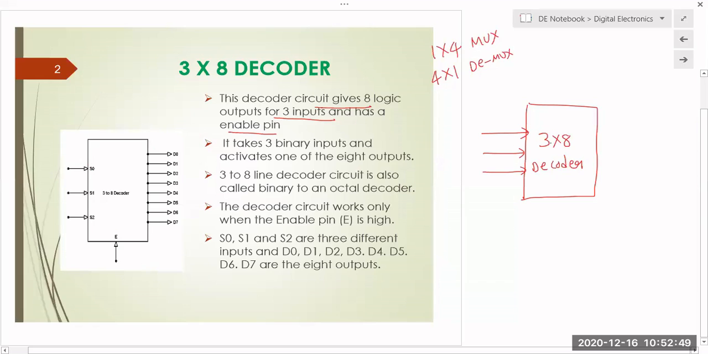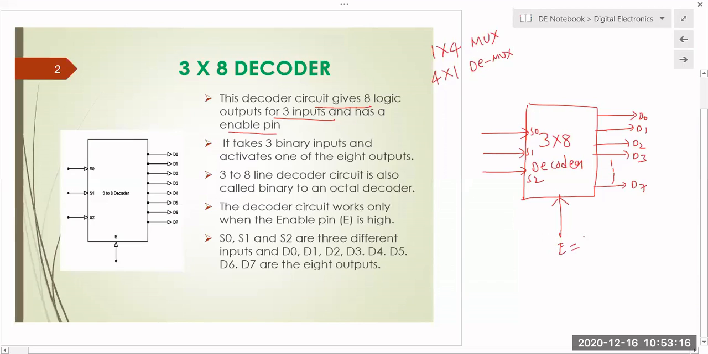And the next one is the 3 to 8 decoder. All these are connected using buffers S0, S1, S2. These are the 3 inputs. And how many outputs will be there? 8 outputs. So D0, D1, D2, D3, like this up to D7. But we have one more extra input called the enable input. This is your enable input. All of you clear, right?